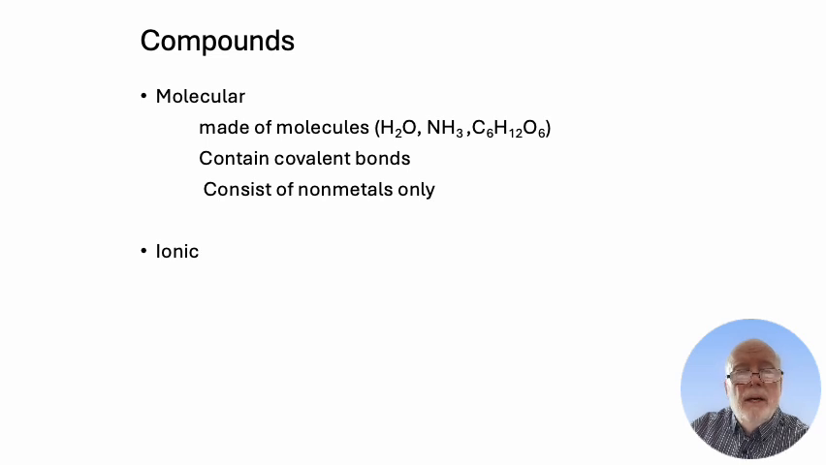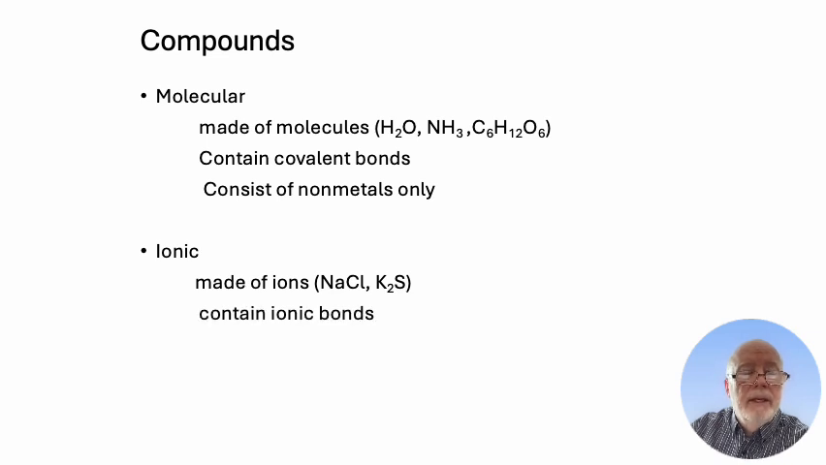Now for ionic compounds, they're all made of ions. We see sodium and chloride, potassium and sulfide. They contain ionic bonds, and the stronger those bonds are, the harder it is to separate the ions, which means the higher the melting points would be. Now, just by looking at the formula, you can know if a compound is ionic or molecular. If you see a metal in the formula, that means it's ionic. That's all you have to look for is a metal.